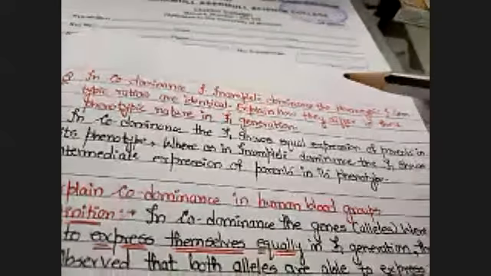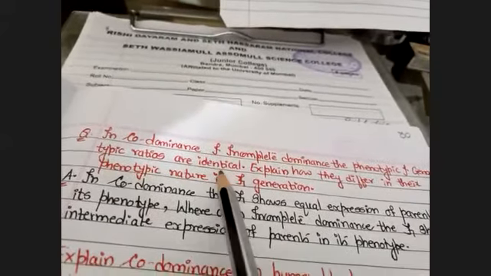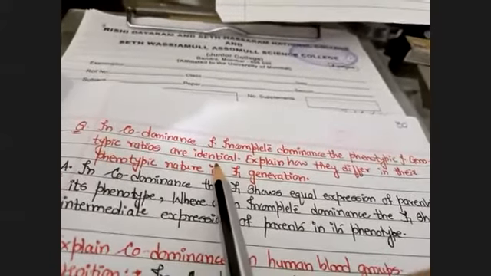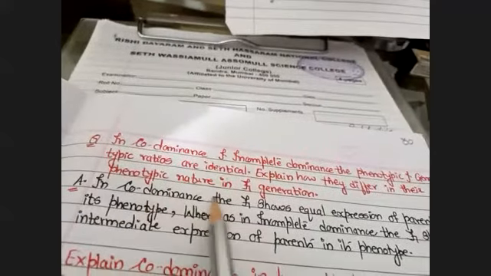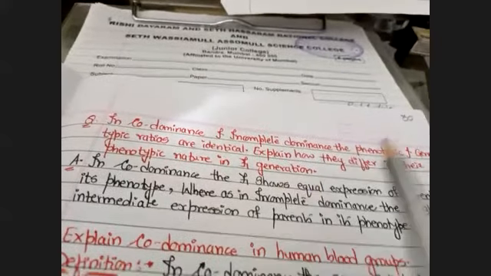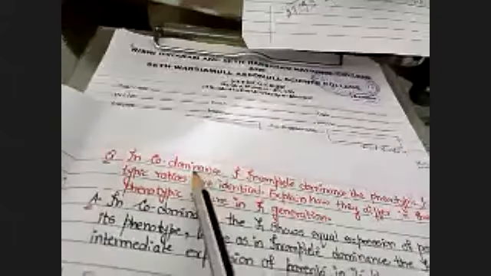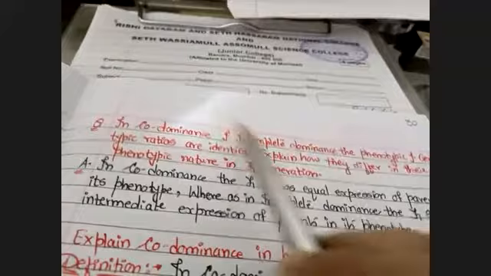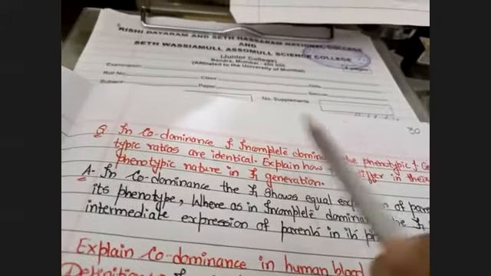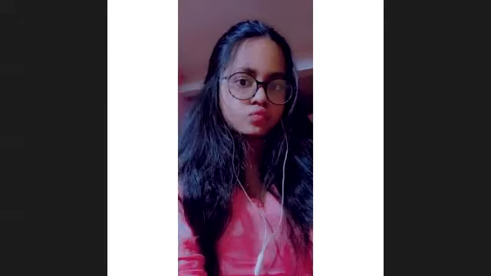मैम ये पॉइंट रिपीट करो ना एक बार. In codominance and incomplete dominance, the phenotypic and the genotypic ratios are identical. ये तो अपने को पता है. Yes. Explain how they differ in the phenotypic nature in the F1 generation. F1 generation में वो लोग दोनों अलग-अलग कैसे हैं? अगर जो आप codominance में देखते हो, having patches of red and white. अगर जो incomplete dominance देखते हो, तो आपको pink color दिखता है. Correct? Yes, ma'am.